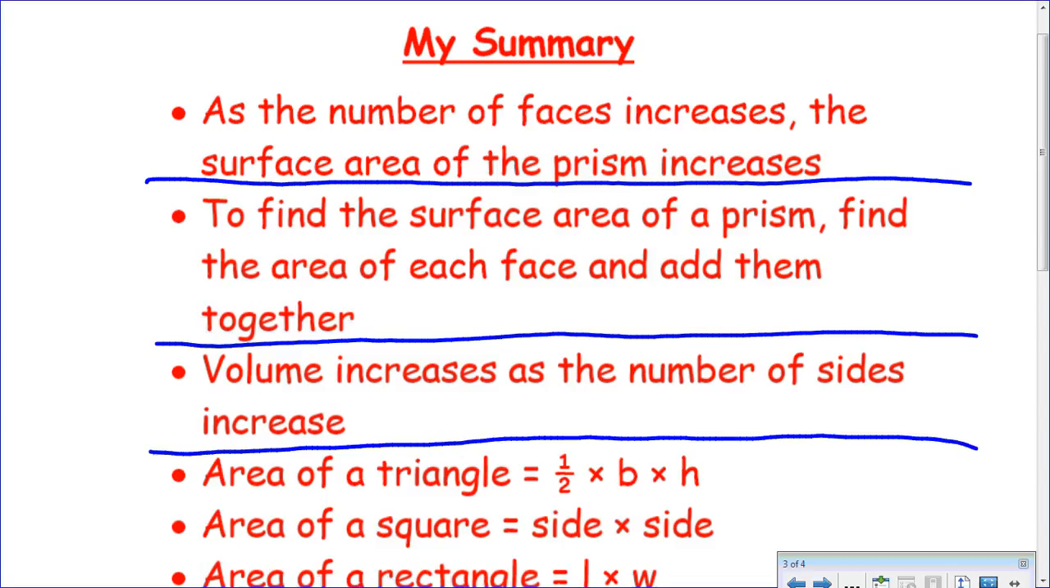That's what we spent all our time doing in that table, right? Volume increases as the number of sides increases, right? So does surface area, right? Surface area increases as the number of sides increases.